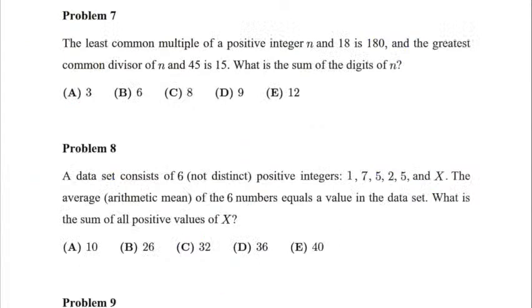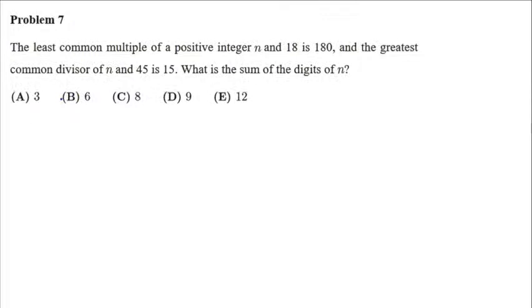Problem number 7. The least common multiple of a positive integer n and 18 is 180, and the greatest common divisor of n and 45 is 15. What is the sum of the digits of n? Before the exam, I released a video in which I considered 11 ideas. In one of them, I worked on an LCM problem and said to consider special cases and small examples. If you saw that video, you could solve this problem easily. So let's try. If you want to learn important ideas, feel free to send a message to my WhatsApp number in the description and comments.